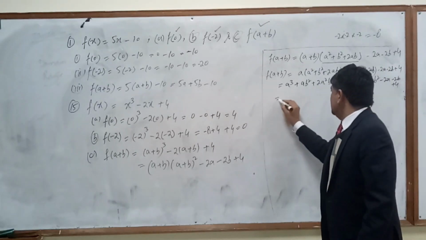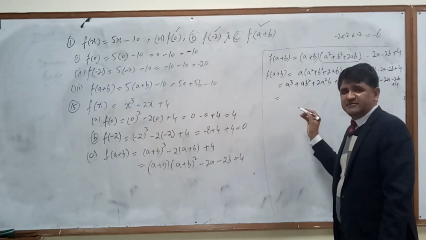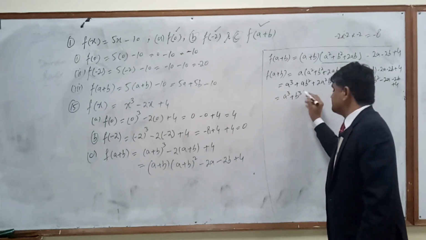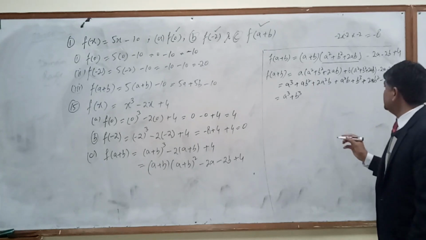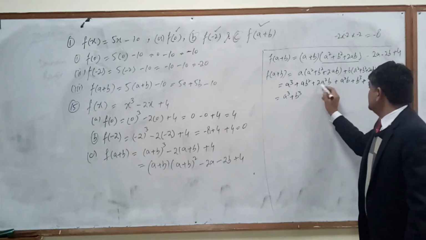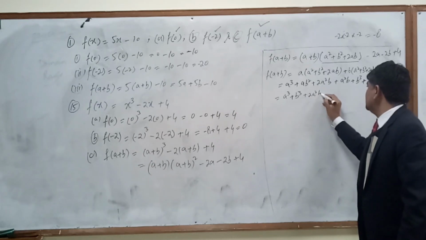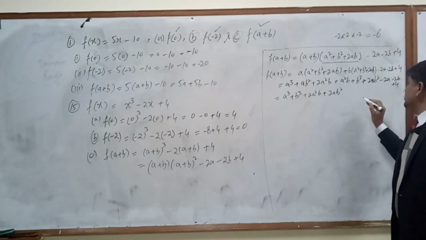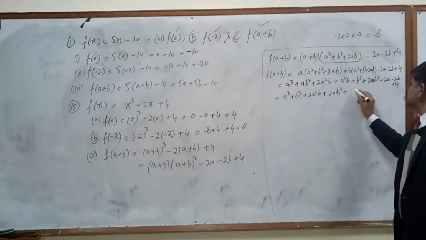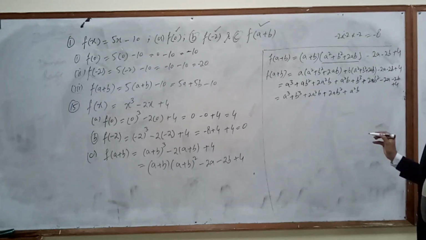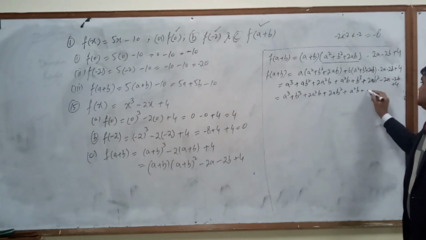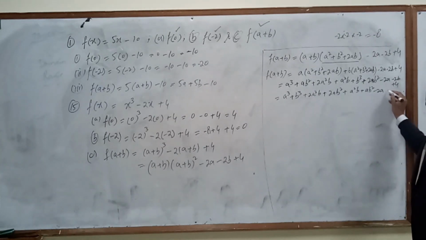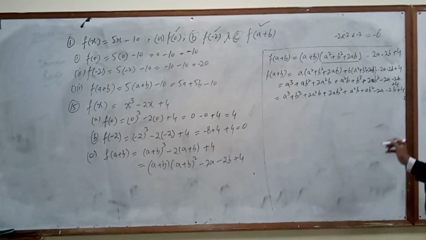First of all, we write the expression having maximum power. So a cube plus b cube. We can write any of the expression. Then we can write 2a square b, it's up to you. Then we can write 2ab square. Then we can write a square b. After that we can write ab square. Then minus 2a minus 2b plus 4.